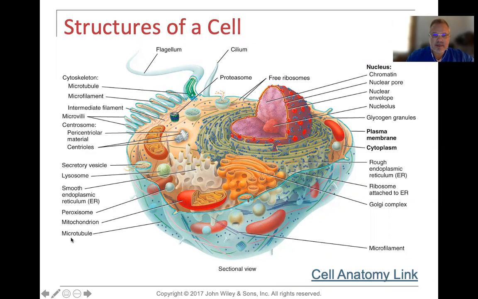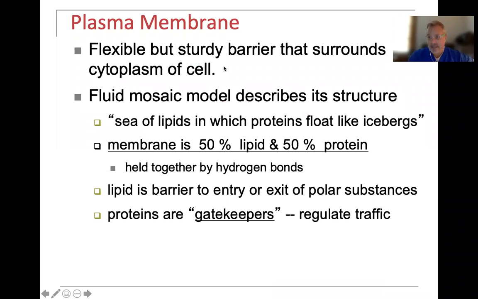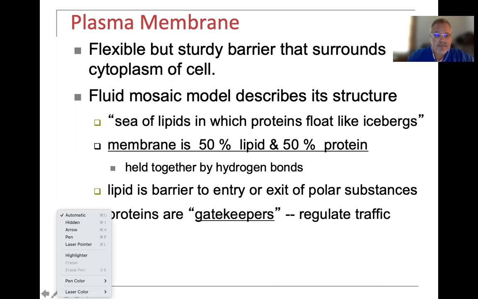Okay, in this upcoming video, we'll talk quite a bit about the cell membrane. So let's take a look. Now, the cell wall or the cell membrane, we consider it to be a phospholipid bilayer. It is a flexible but sturdy barrier that surrounds the cytoplasm of the cell.